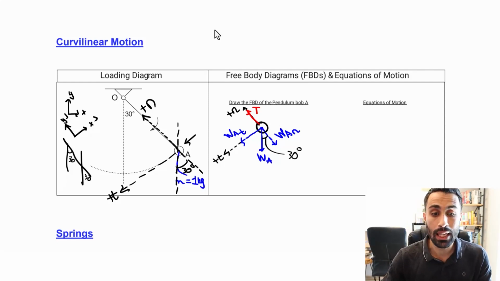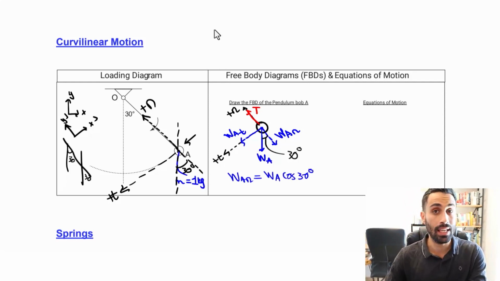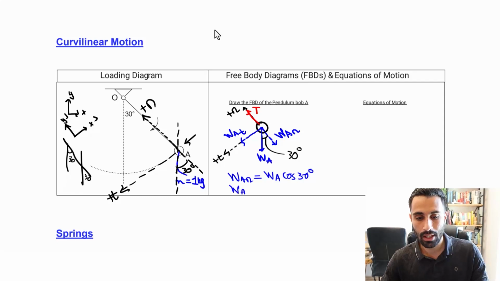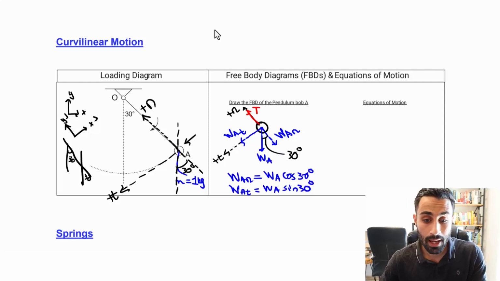So WA in the normal is going to be what? If the 30 is there, it's going to be WA cosine of 30 degrees. And WA in the tangential, that component in the tangential is going to be WA sine of 30 degrees for that one. So that's going to be the two components. We need to do that. WA we have. And then what we do is the equations of motion.